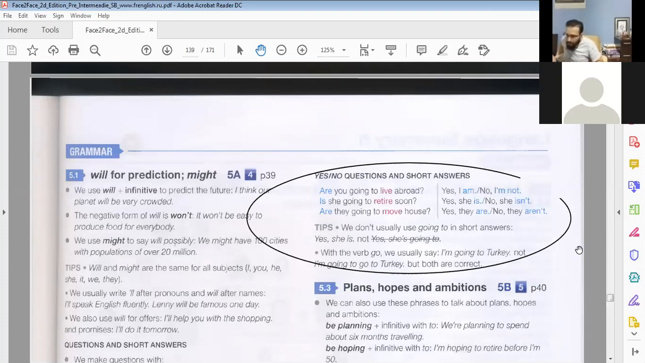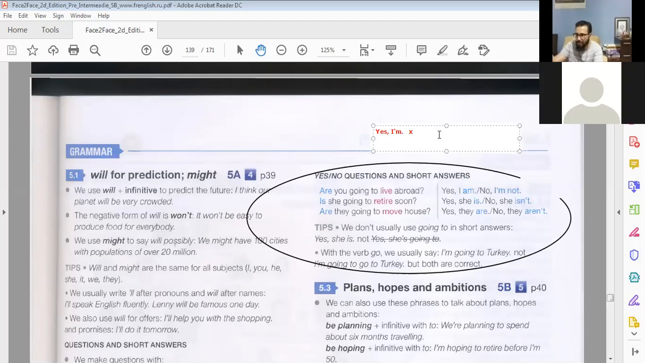That is in their books. Can you take a photo of that? You mean in a short answer they say it like this? You mean like yes, I'm? Are you going to live abroad? You mean they say yes, I'm, like this? Is this what you mean? And full stop. Because this one is incorrect. You can't do that.